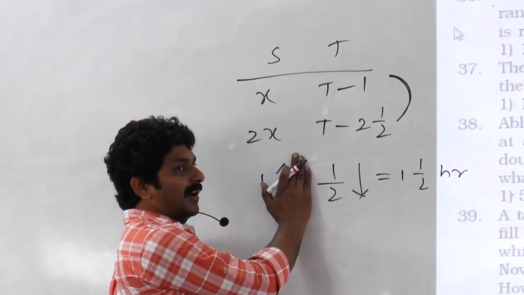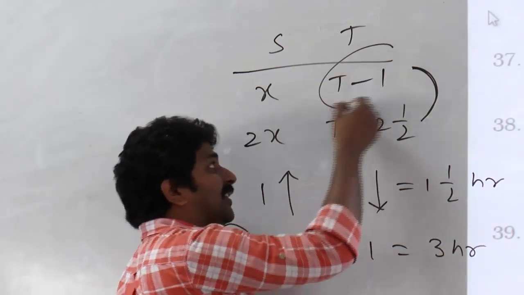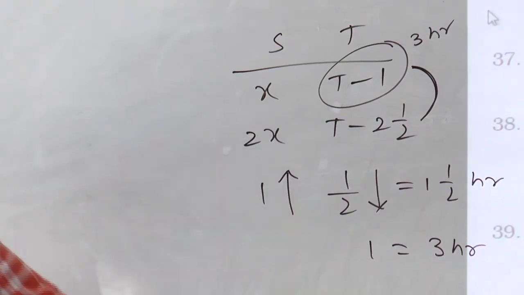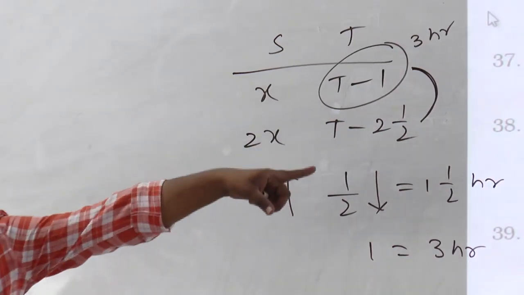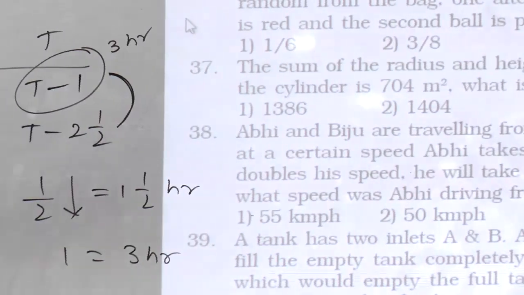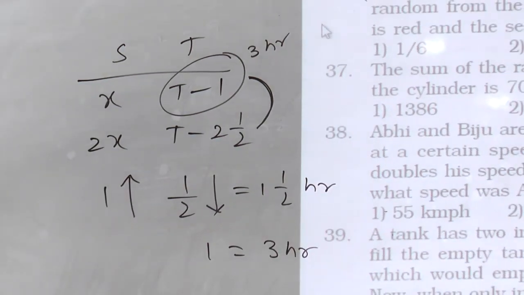If half is 1.5, 1 is 3 hours. So the time taken in the first case is 3 hours to cover 120 kilometers. If he takes 3 hours to cover 120 kilometers, speed becomes 40 kilometers per hour.